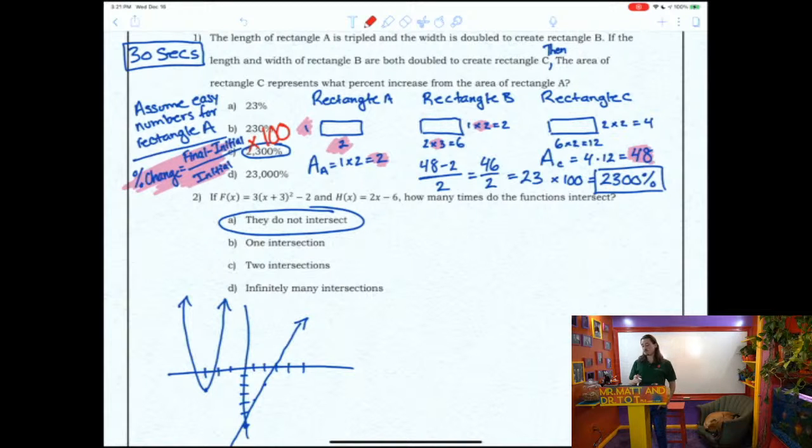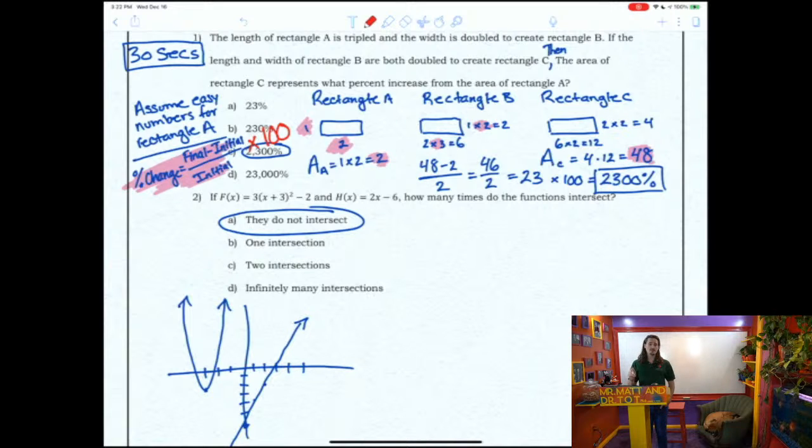So here, A was an attractive distractor because when we do this final minus initial over initial, the final area was 48 square units. The initial area was 2 square units, so we have 48 minus 2 quantity over 2. 48 minus 2 is 46. 46 divided by 2 is 23. But 23 is the decimal answer. That's not a percent. And notice that answer selection A is 23%.